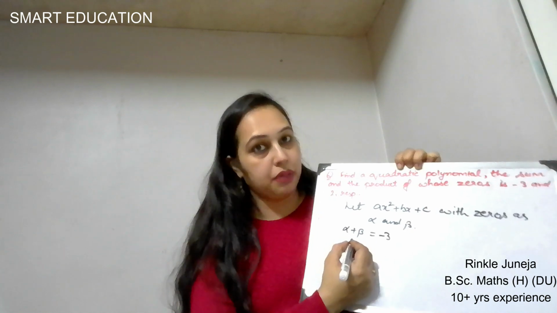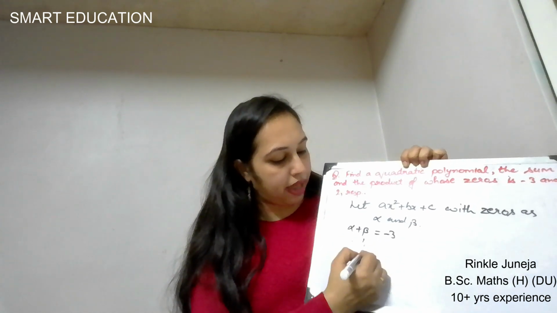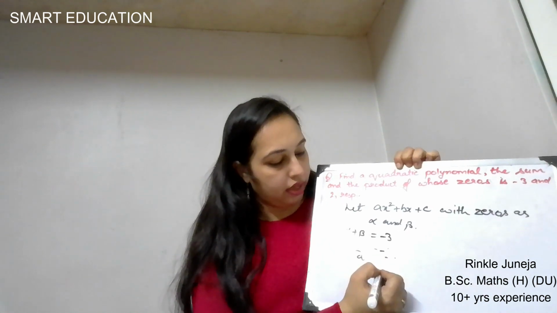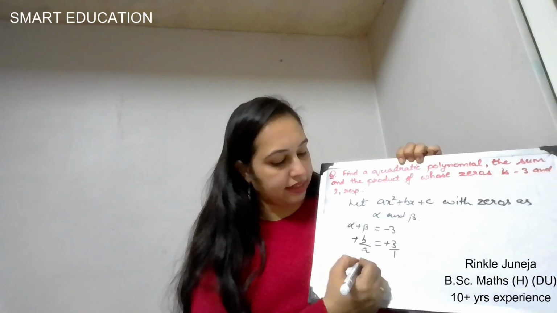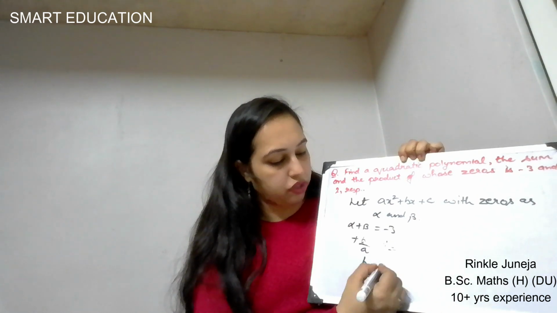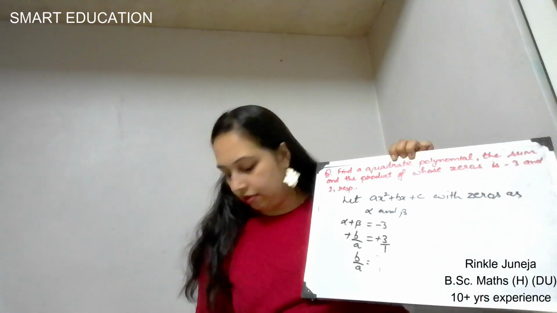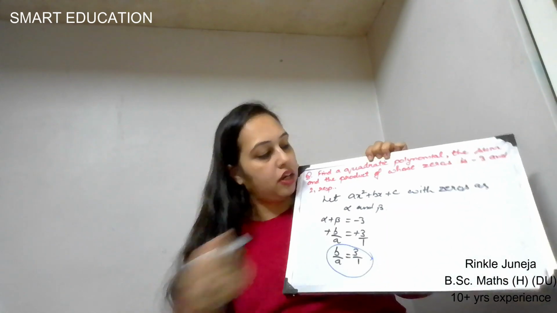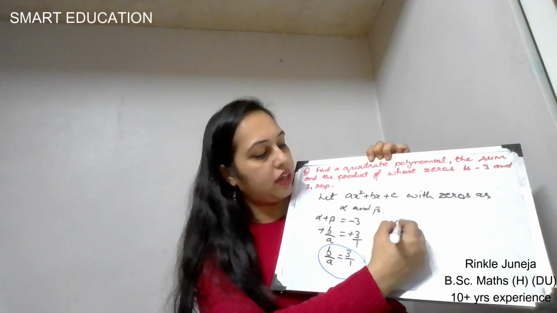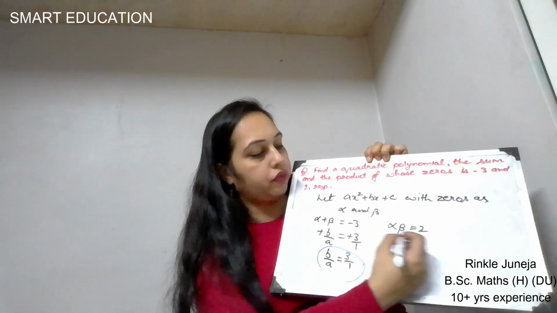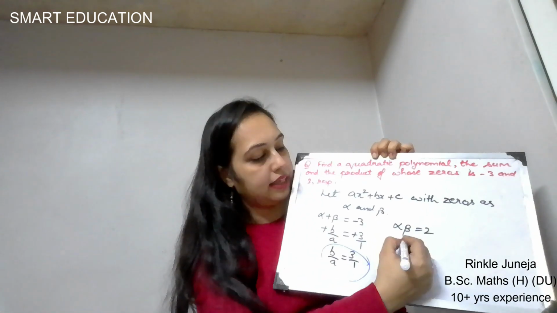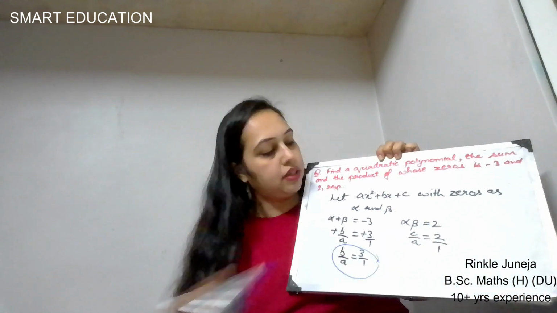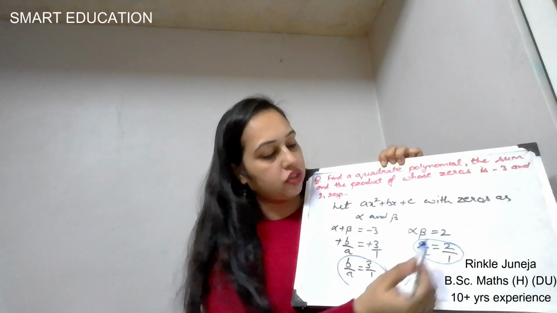And we know that alpha plus beta is minus b by a, which is equal to minus 3, and we can write it upon 1, right? So minus minus can get cancelled and we get b upon a equals 3 upon 1, right? This is what we get from the first relationship. Now the second relationship, it's given that alpha into beta is 2. So we know that alpha into beta is c upon a. c upon a equals 2 upon 1. So this is what we get from the second relationship.